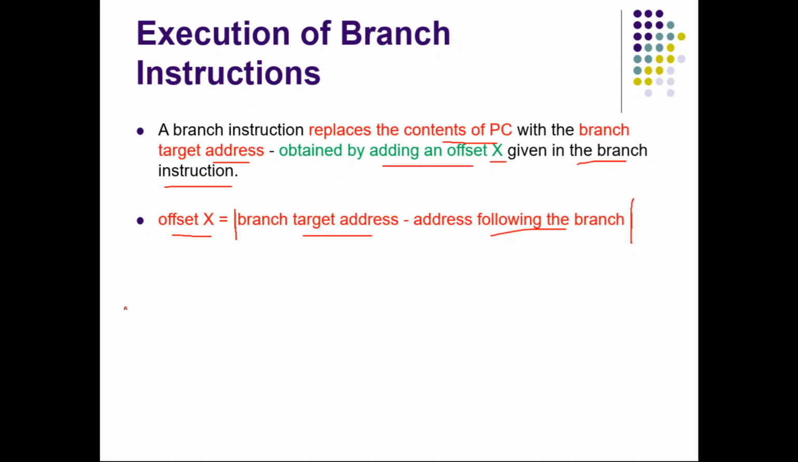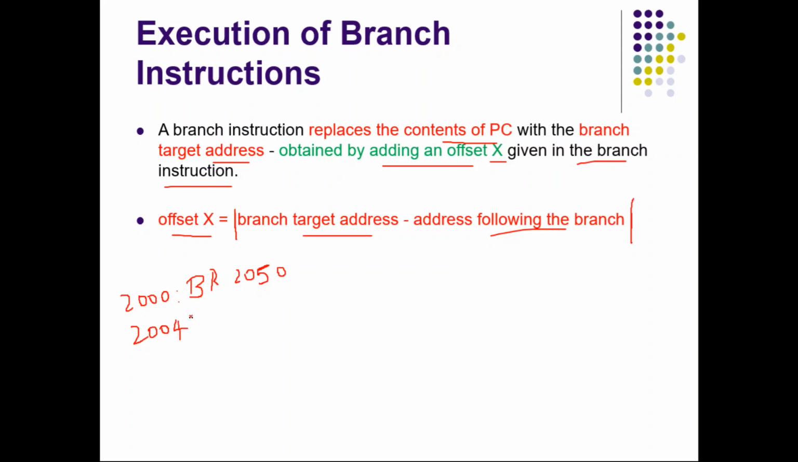Say for example we are currently at location 2000. Here there is an instruction, and assume this is a branch instruction, branch to some location, say 2050. So this instruction says that you go to 2050 and execute that instruction. The next instruction address is 2004.